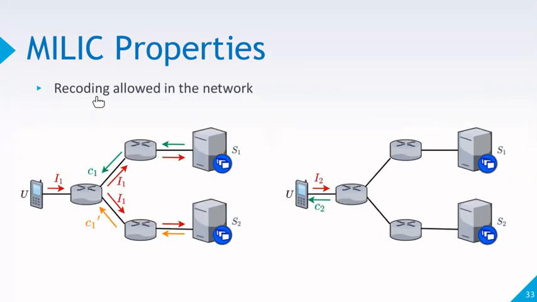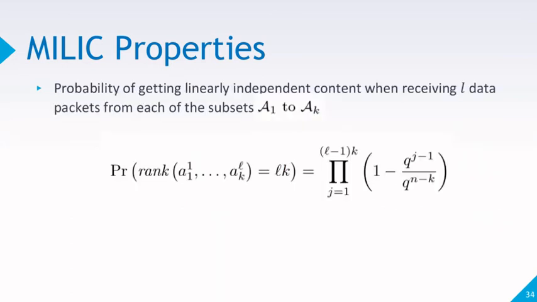Since recoding is allowed anywhere in the network, this phenomenon can also happen anywhere in the network. For example, this intermediate router here receives two packets coming from subset A1, C1 and C1 prime, and uses them to construct content in the subset A2. And now when any consumer requests content belonging to subset A2, the router can just send it from its local cache.